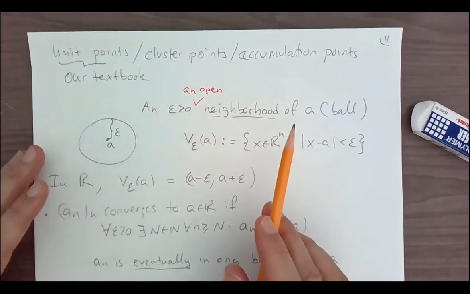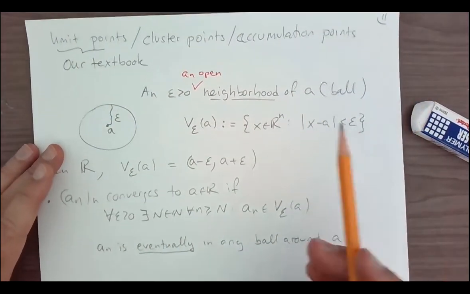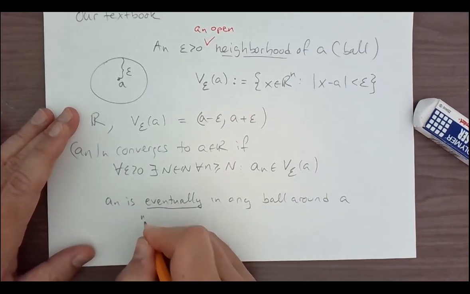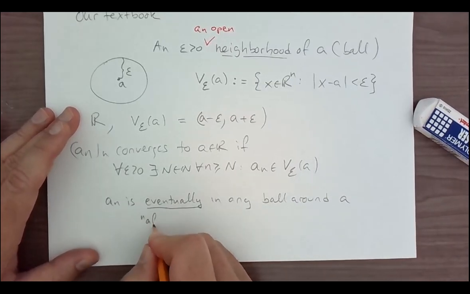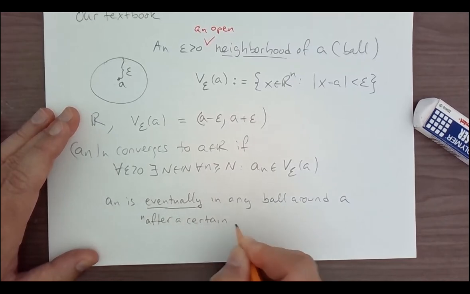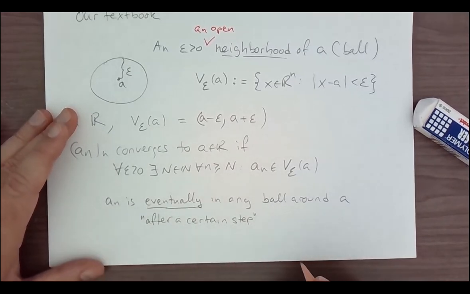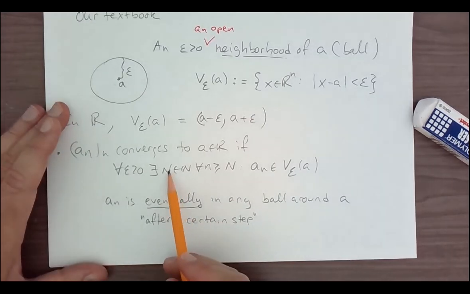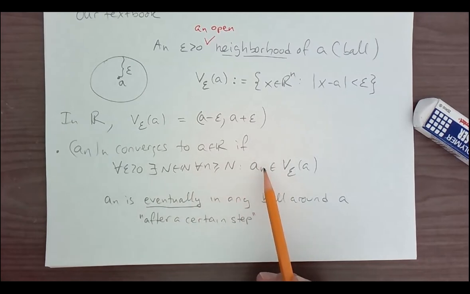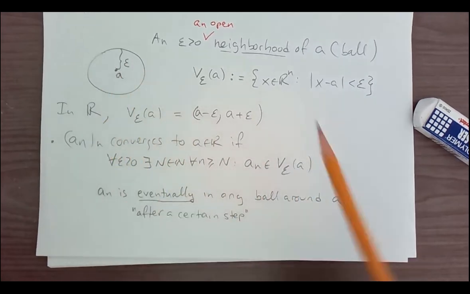So we have a bunch of new words. You might have limit point, cluster points, accumulation points, neighborhoods, and eventually. And when I went to school, this was not called eventually, this was called after a certain step, and that step is capital N. So after capital N, all the later points in the sequence belong to that ball that's sitting around A.